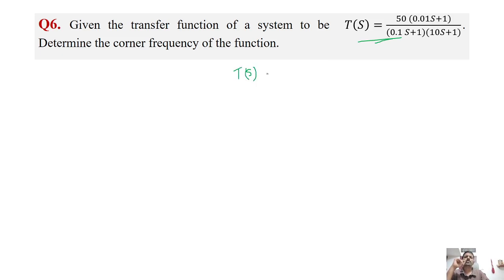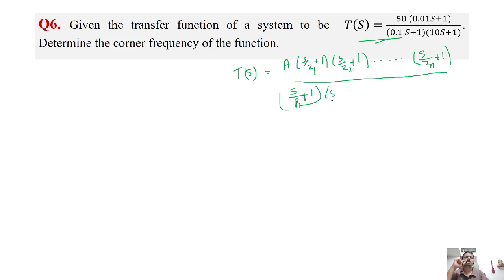The transfer function of a system in general we can write like T of s equal to some constant a into s by z1 plus 1 into s by some z2 plus 1 etc. into s by say some zn plus 1, whole by s by p1 plus 1 into s by p2 plus 1 etc. into s by pn plus 1.